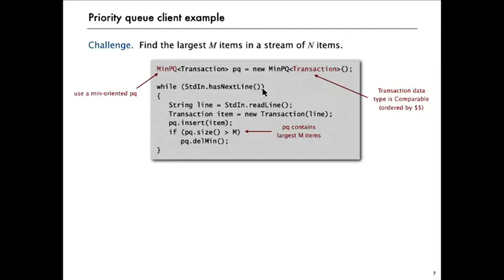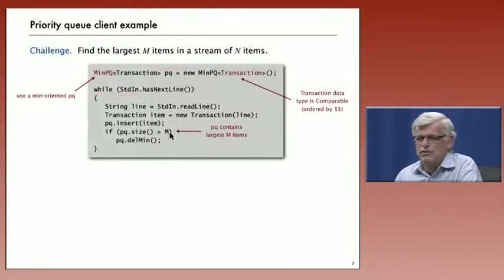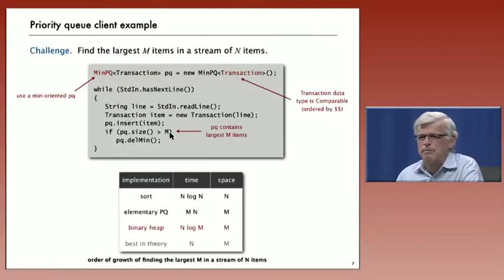Then we read from standard input. We read a line, build a transaction from the information on that line, and that'll fill in the fields. And then we put that transaction on the priority queue. Now, if the priority queue has more than M items because we inserted that one, then we want to delete the smallest one there. And that way, we're keeping track of the largest M. Whenever we get a new one, then we throw away the smallest one that's there. So even with this huge stream of items coming through, we're only keeping track of the M largest items, and that's a fine canonical client for a priority queue.